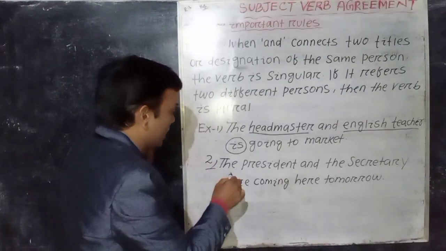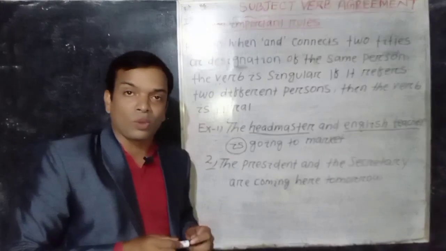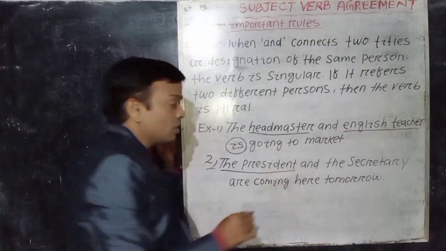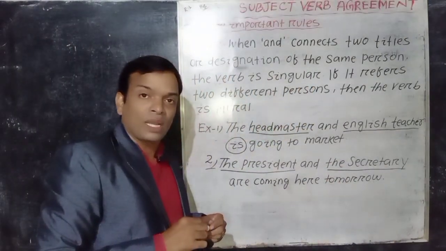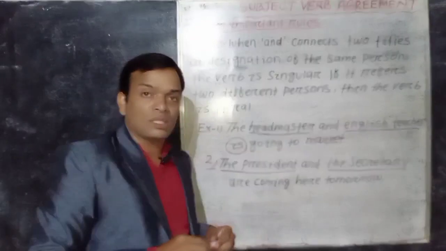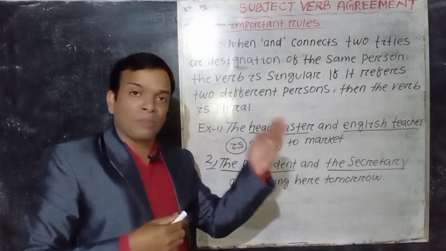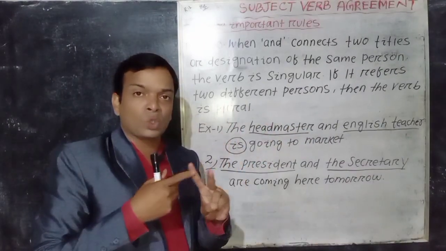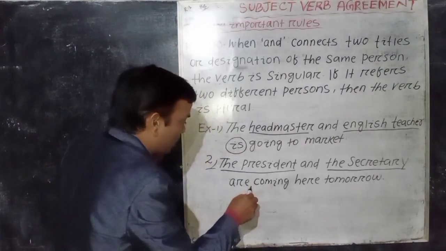But see the second sentence: the president and the secretary are coming here tomorrow. See, the president, one title or designation, then the secretary, another title or designation. These two designations or titles refer to different persons. That means the president is one person, then the secretary is another person. That means two persons are referred to here, so we use the plural verb are.